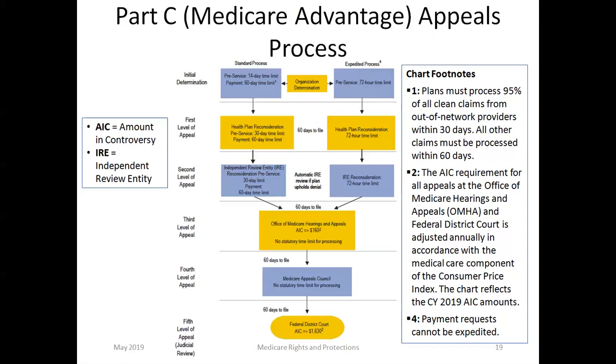On the fourth level appeal, you've got 60 days to file, and that actually goes to the Medicare Appeals Council, and there is no statutory time limit for processing. The fifth level of appeals goes to the federal district court, and of course the amount went up to $1,670 this year. I think they just came out with that not too long ago. That's a 2020 amount. In a Medicare Advantage plan, it starts a little bit different, but when you get down to the actual appeal process, it pretty much looks like the appeal process for original Medicare.